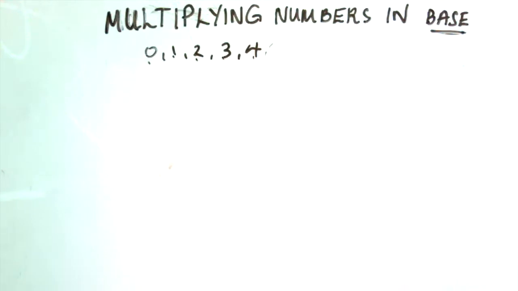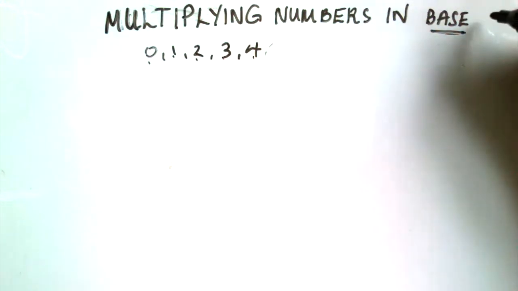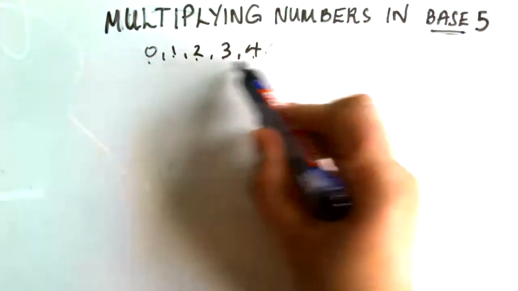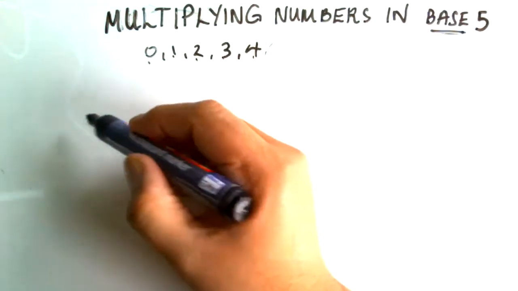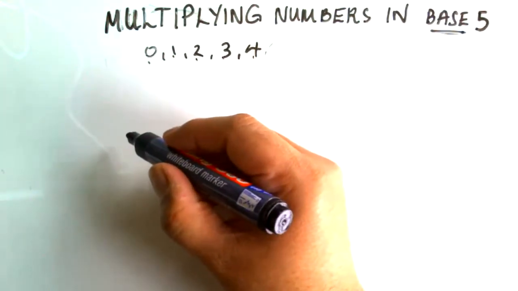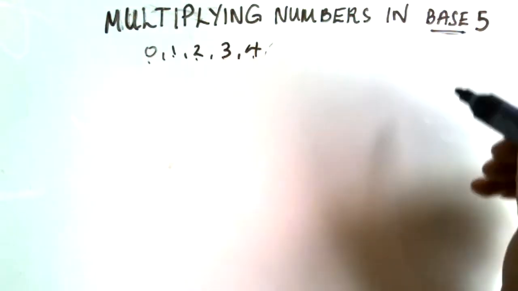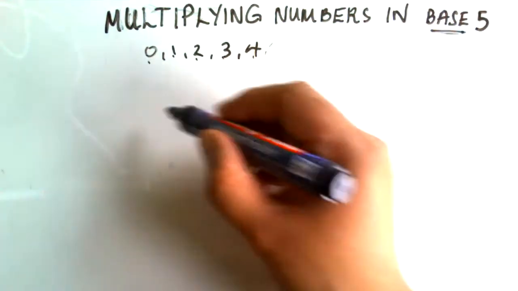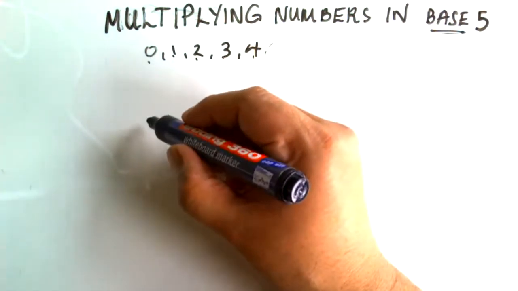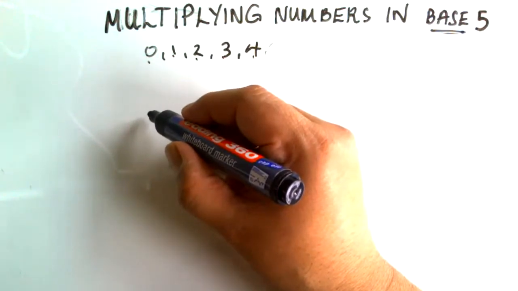Let's continue to multiply numbers in different bases. So now we are into the base 5 counting system, and these are the symbols that we use. So let's move on. And so what are the place values? Let us explain the place values.